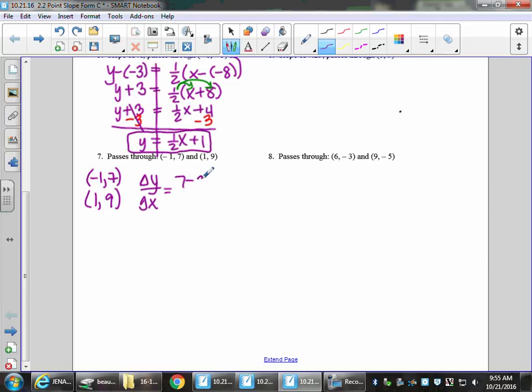7 minus 9 up top. If 7 minus 9 is up top, what's in the denominator? Negative 1 minus 1? Answer? 1. What is that a value for again? Which is represented by what variable? M. Yes, so this is the slope represented by M. What's the name of this formula we're talking about today again? Point slope form.